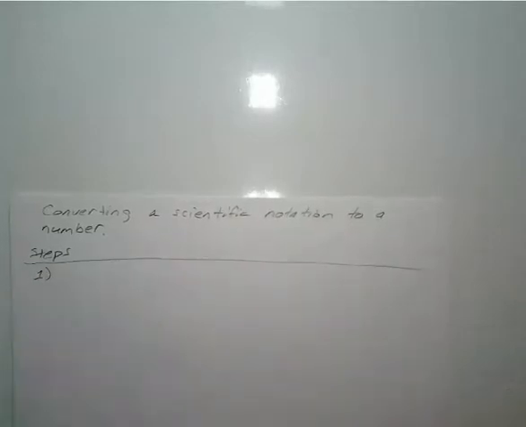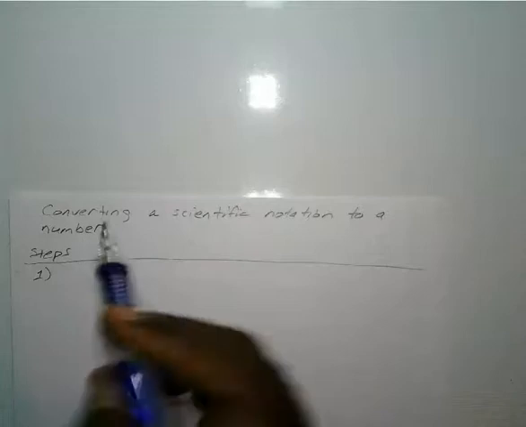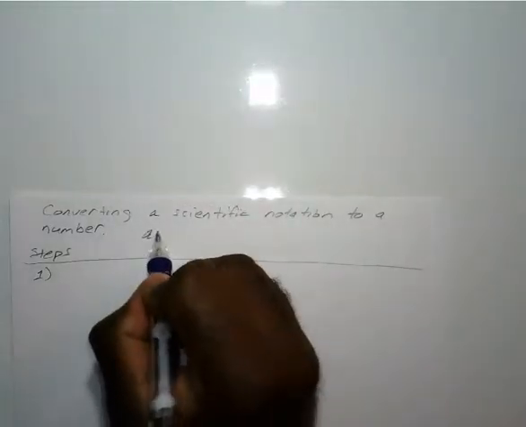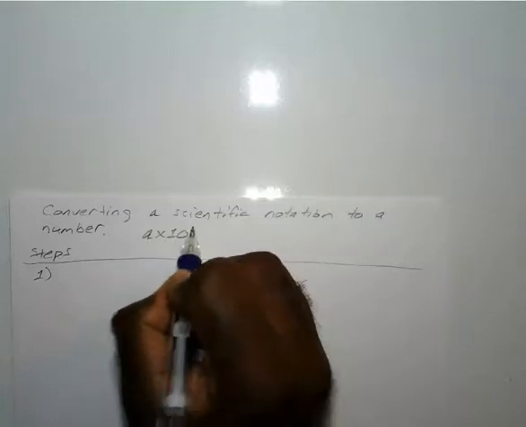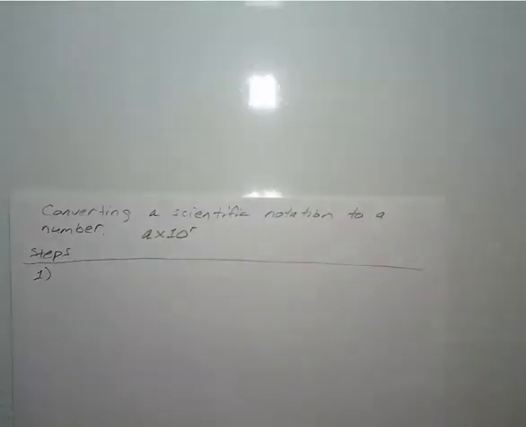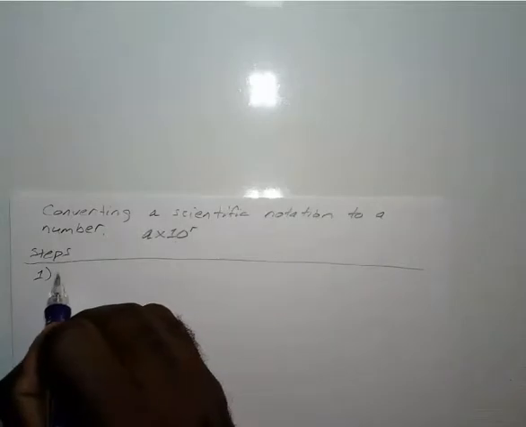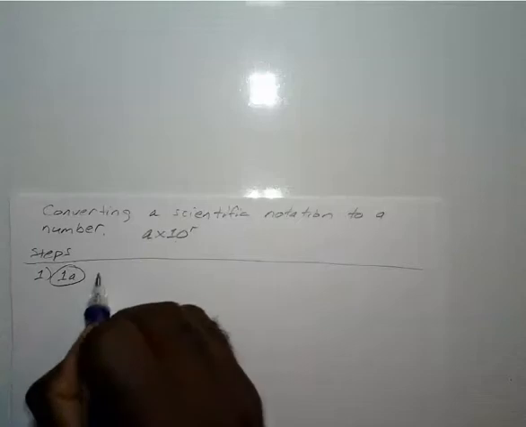Your first step is if the exponent is positive, you want to move your decimal R number of places to the right. Okay, so remember this is in A times 10 to the power of R form. Okay, you want to convert that to a number. Okay, so we'll call that 1A.